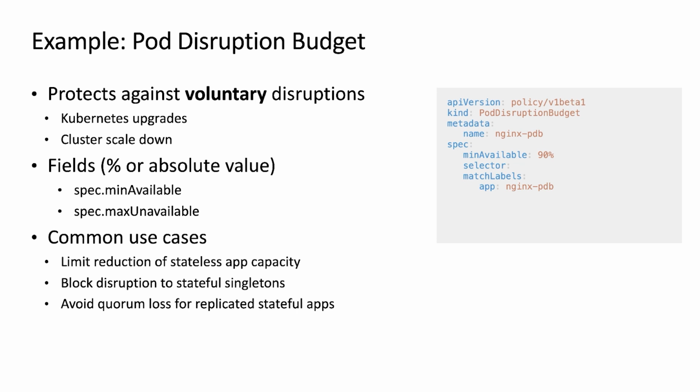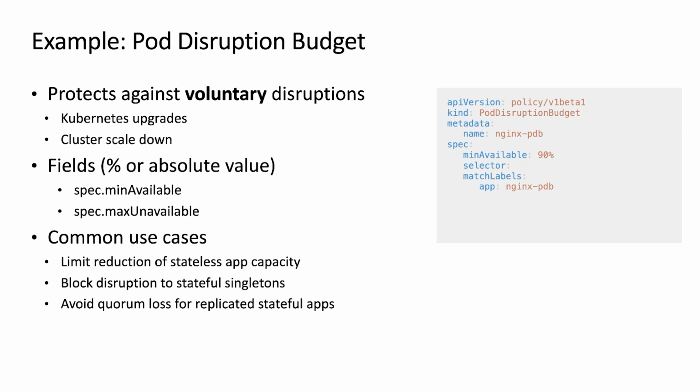So some of the common use cases for this are limiting the reduction of the application capacity on a stateless application. So if you've got a web front end that could tolerate only, say, 20% of decline in capacity as part of the voluntary disruption activities in the cluster, then you might say that your max unavailable for that budget is 20%.